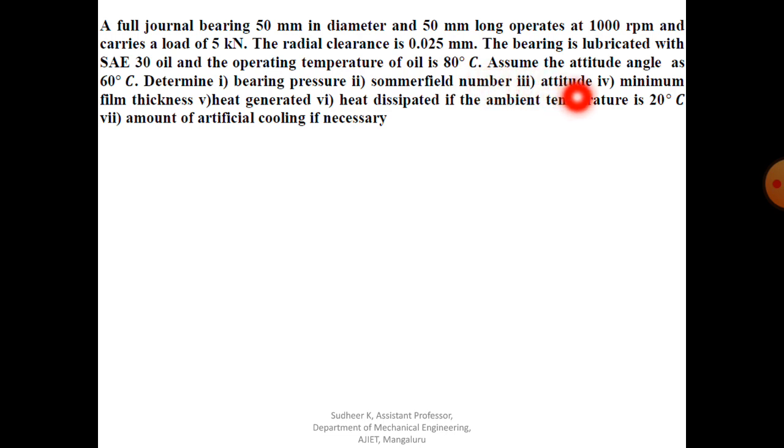Assume the attitude angle as 60 degree. I think this is wrong, this is not Celsius, it is 60 degree. Determine first bearing pressure, second Sommerfeld number, third attitude, fourth minimum film thickness, fifth heat generated, sixth heat dissipated if the ambient temperature is 20 degree Celsius, and seventh the amount of artificial cooling if necessary.